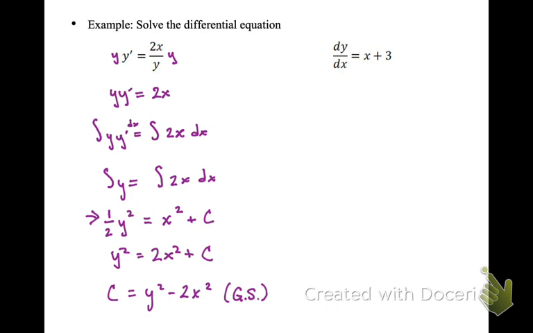So, want to do it again? Okay. So, dy dx just means y prime, right? So there's no y to multiply over. So we just have the integral of y prime dx equals the integral of x plus 3.